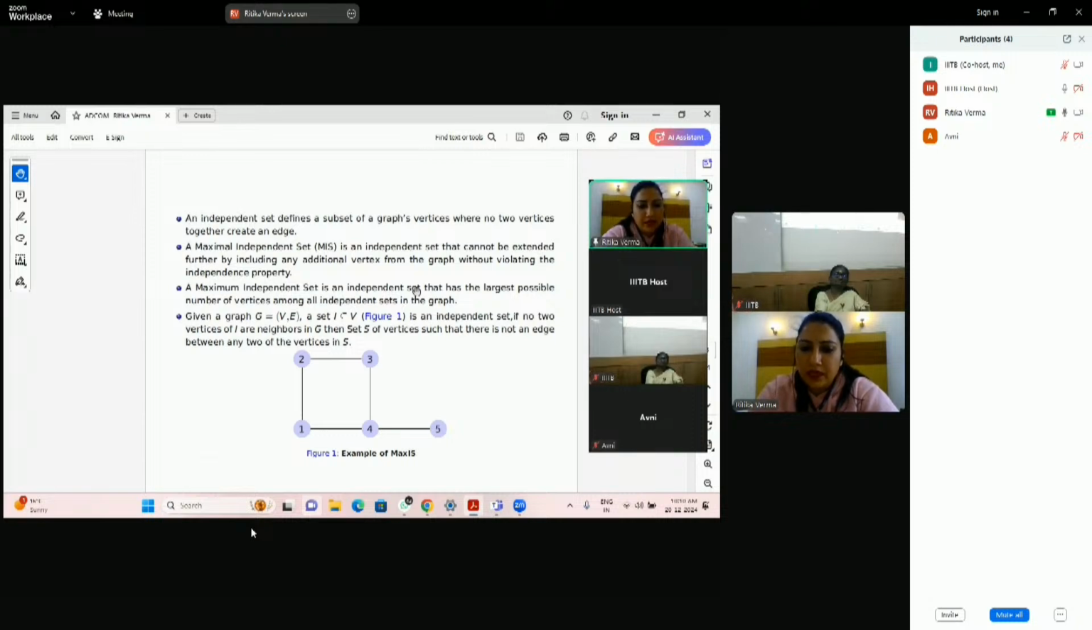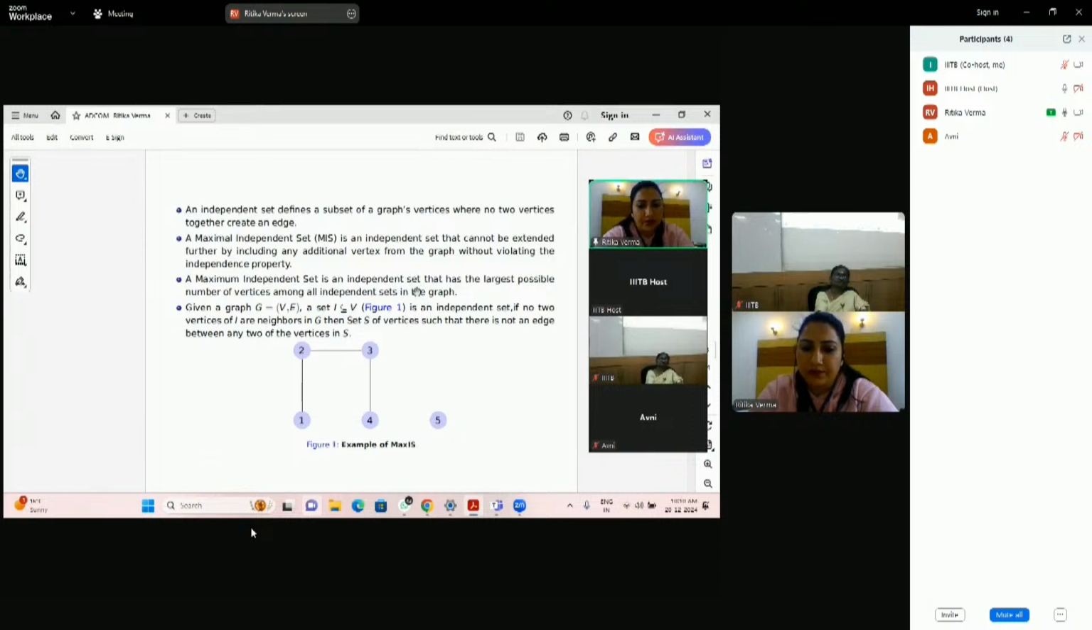So the maximum independent set is the largest one from among all the maximal independent sets. So the largest set is 1, 3, 5. So the maximum independent set size in this graph is 3.